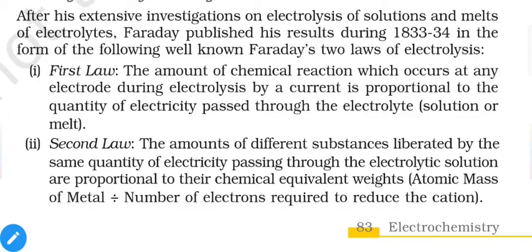So the second law is: the amounts of different substances liberated by the same quantity of electricity passing through the electrolytic solutions are proportional to their chemical equivalent weights. Atomic mass of the metal divided by the number of electrons required to reduce the cation is the equivalent weight. And all of these points will be discussed with examples so we can understand them easily.